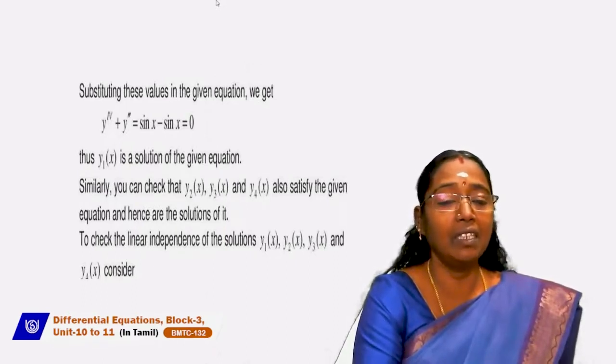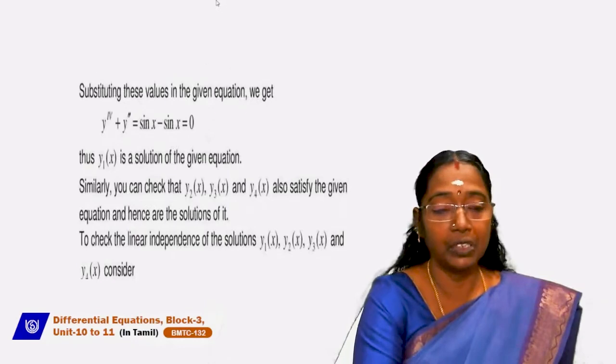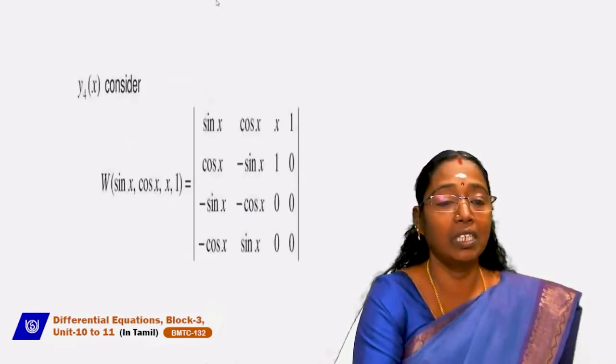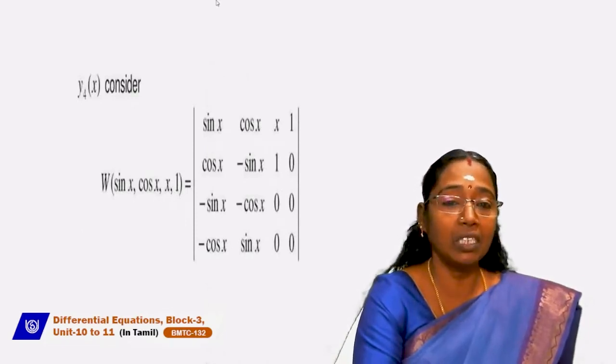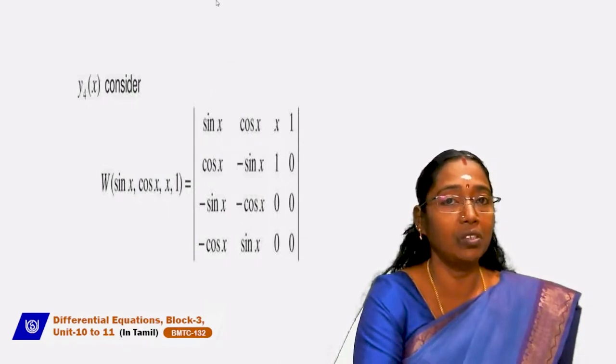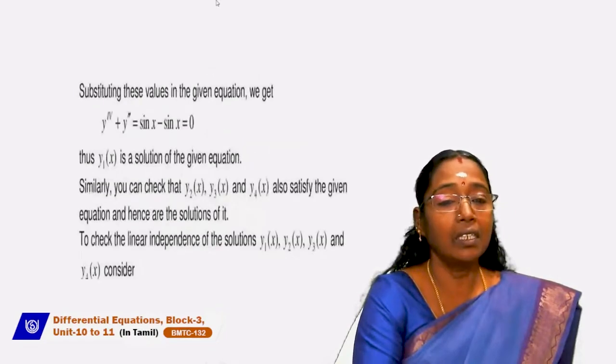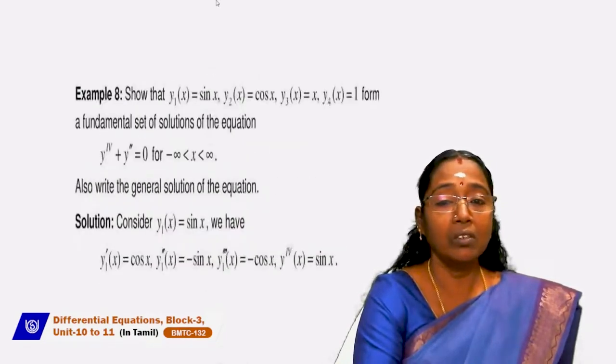Now we have to check the linear independence of the given functions, namely y1 of x, y2 of x, y3 of x and y4 of x. We have to consider the Wronskian. If the Wronskian is equal to 0, the given functions are linearly dependent. If the Wronskian is not equal to 0, the given functions are linearly independent. So you have to consider the Wronskian of the given four functions, namely sin x, cos x, x, and 1.